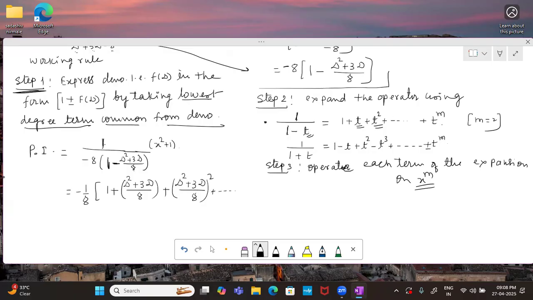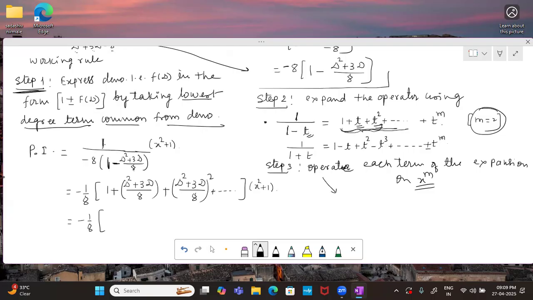and plus 1. Beyond that, no need to expand it, because what is m? M is 2. Expand up to t square only. If suppose m is 3, expand up to t cube. M is 4, expand up to t raised to 4, like that. So outside there is x square plus 1. And then simplify this one and then operate it.